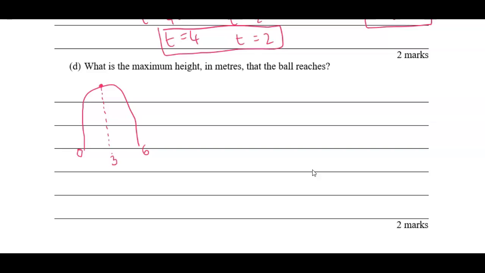Now you could use any two values of t. So we could have used 2 and 4, okay? Because if we put 2 here and 4 here, and think of that as your horizontal scale or your t scale, the halfway point between 2 and 4 is also 3. Okay, so you can use any two x values to find that point. Okay, so the maximum occurs at t equals 3. So to get the height, we just substitute t equals 3 into our equation.